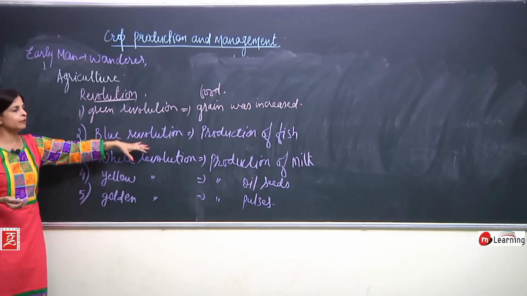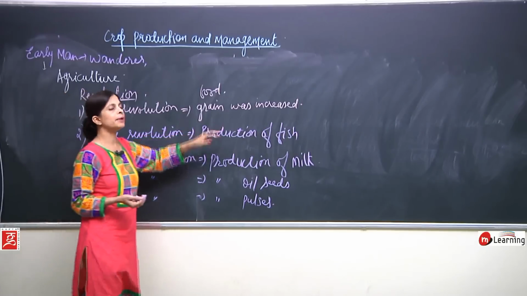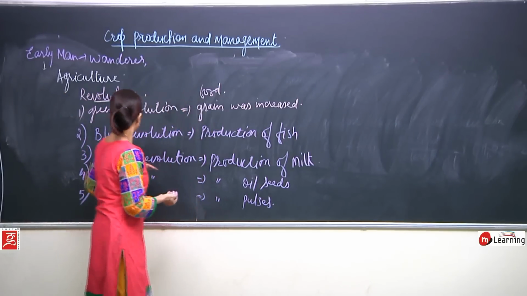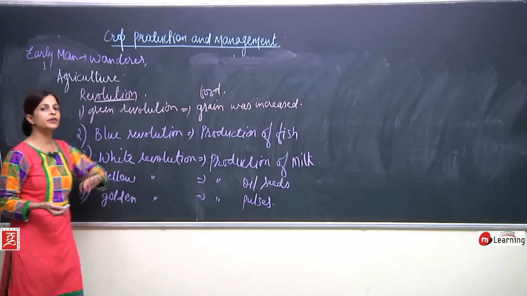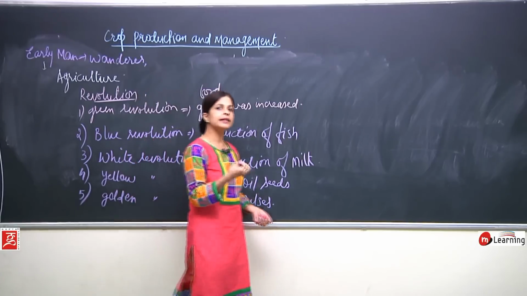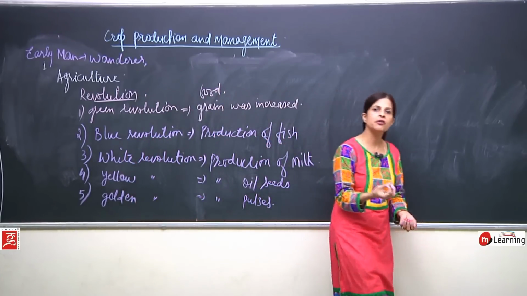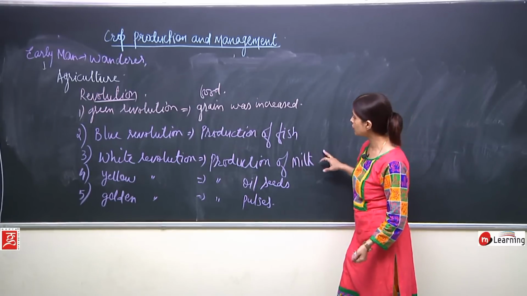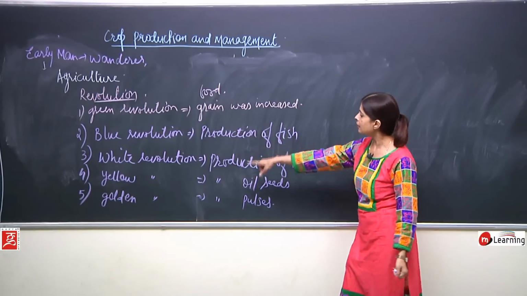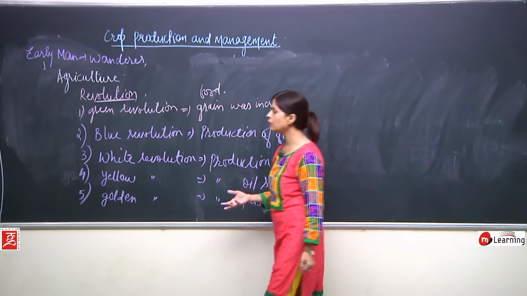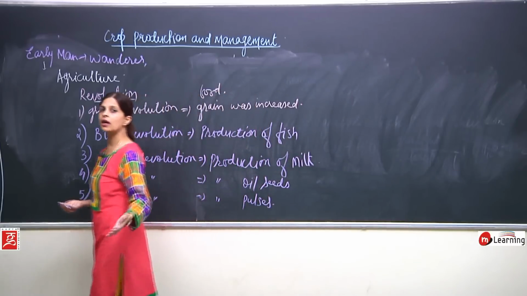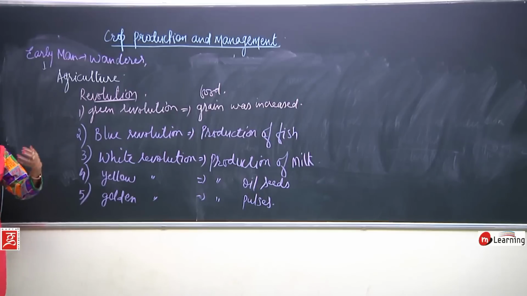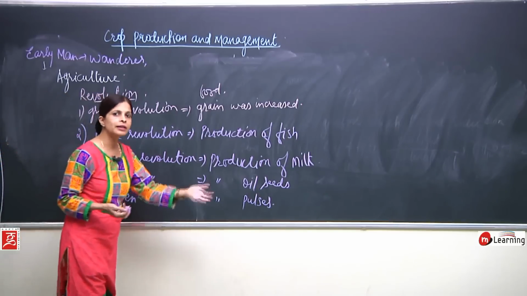Now second is the blue revolution, which includes the production of fishes, like how the production of fishes can be increased. Similarly, the white revolution, a very famous revolution, deals with how the production of milk can be increased, how milk products, dairy products can be increased. Then yellow, oil seeds. Which are the oil seeds? Like sunflower, soya bean, mustard. How the production of these seeds can be increased so that the production of oil can increase.